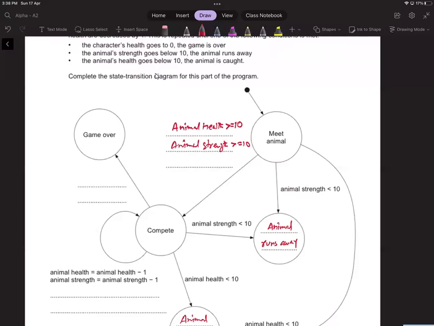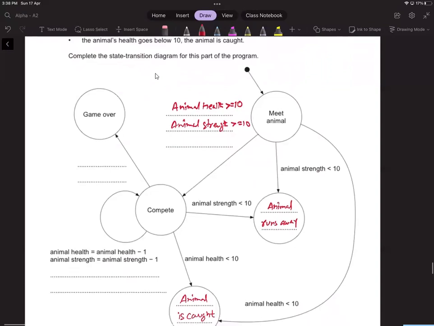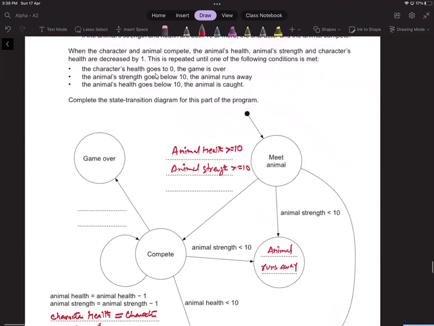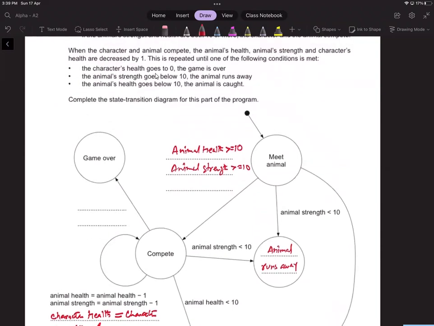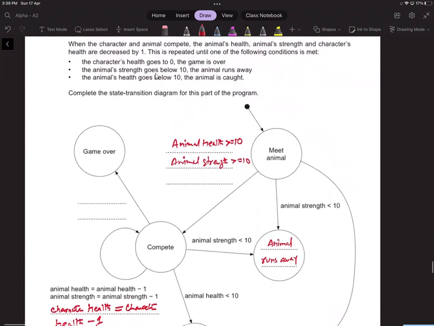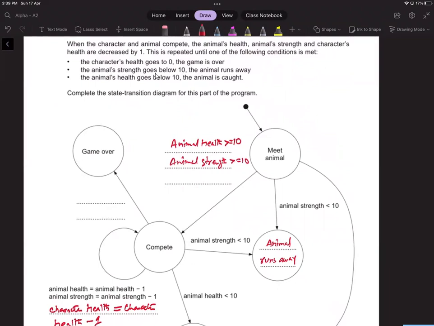So animal health is equal to animal health minus 1. Character health is equal to character health minus 1. So it is also decreasing. This is repeated until one of the following conditions is met. The character health goes to 0.